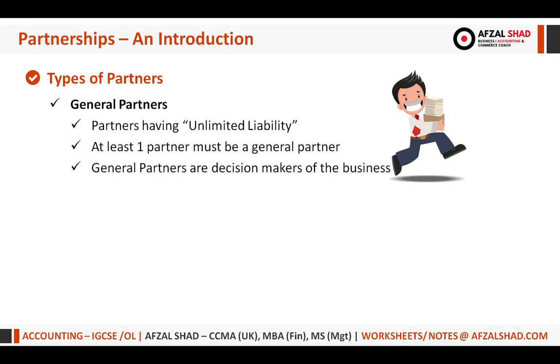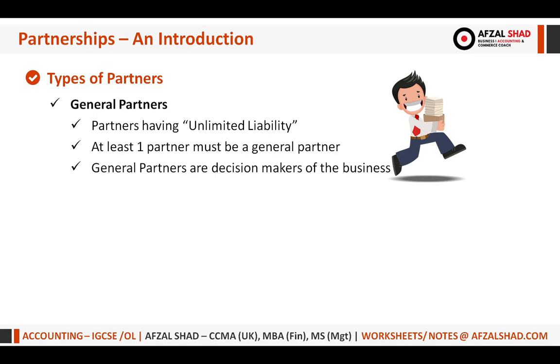Now coming towards the types of partners, the first type of partner is called the general partner. General partners are partners having unlimited liability. As you have known, one thing common between partnership and sole trader is that they have unlimited liability. Like if you have got a loan for the business, it is not a loan for the business, it's your personal loan.